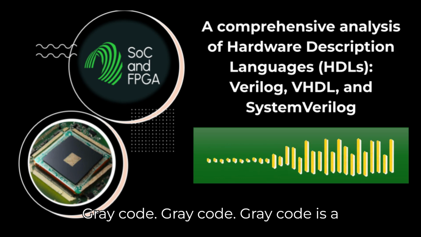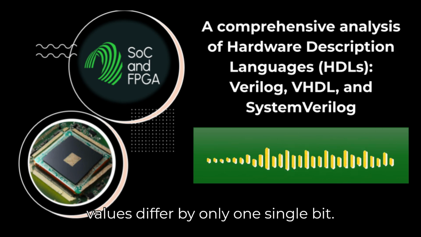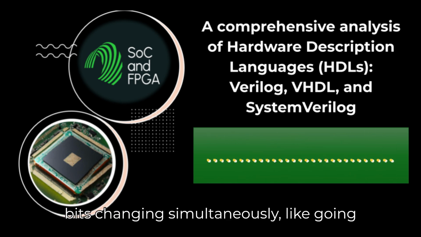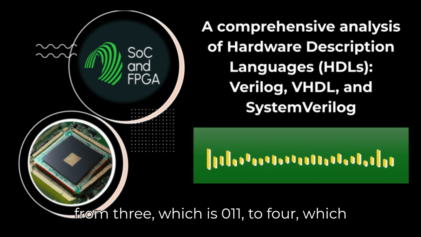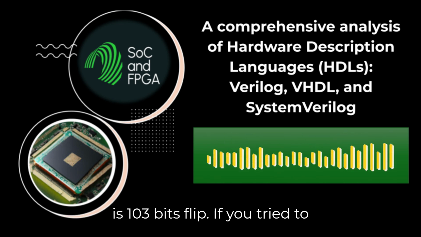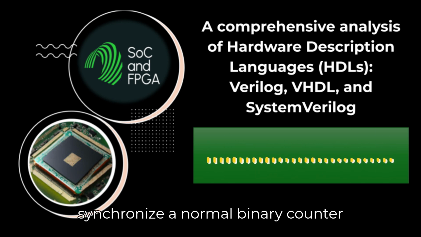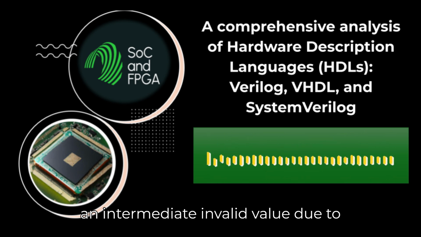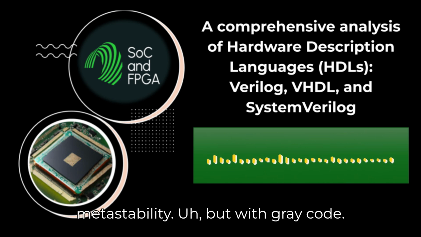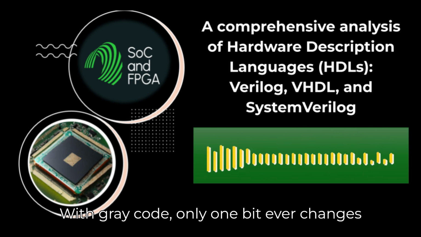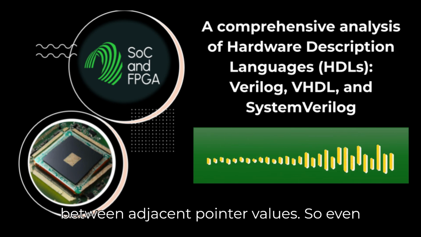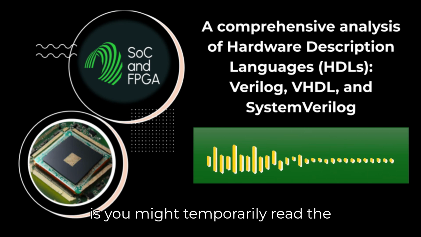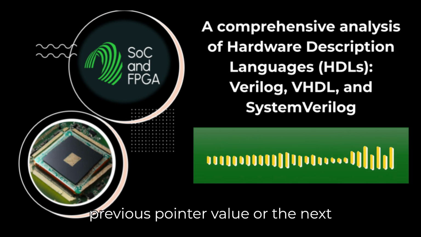Gray code? Gray code is a binary encoding scheme where consecutive values differ by only one single bit. Normal binary counting can have multiple bits changing simultaneously, like going from 3, which is 011, to 4, which is 100, where all 3 bits flip. If you tried to synchronize a normal binary counter across clock domains, you could capture an intermediate invalid value due to metastability. But with gray code? With gray code, only one bit ever changes between adjacent pointer values. So even if that one bit goes metastable during synchronization, the worst that happens is you might temporarily read the previous pointer value or the next pointer value.